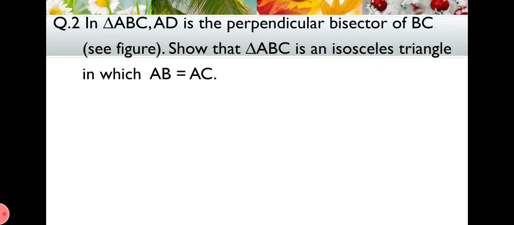Now question number 2. In triangle ABC, AD is the perpendicular bisector of BC. See figure. Show that triangle ABC is an isosceles triangle in which AB equal to AC.